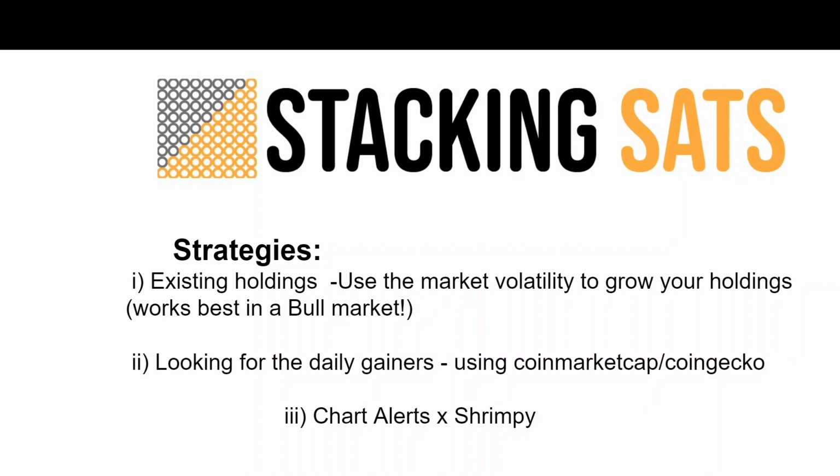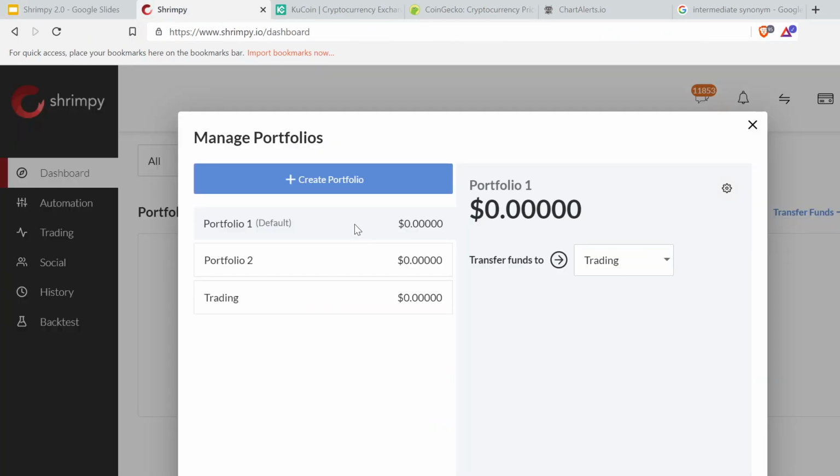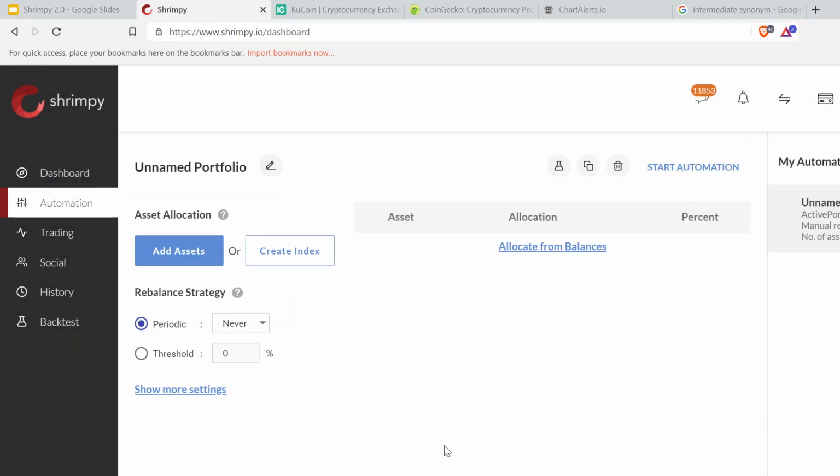You might think, all right, I'm not really looking forward to automate, but what can I do to grow my bags? Well, you can use the market volatility and the fact that we're in a bull market to grow just by setting up an automation on Shrimpy. Again, we can go back to do that. Let's assume I'm in my main portfolio and I own Bitcoin and Ethereum. Click on automation. I'm going to create one.